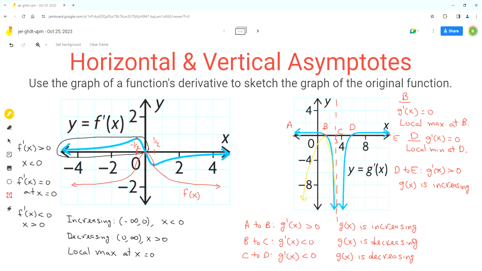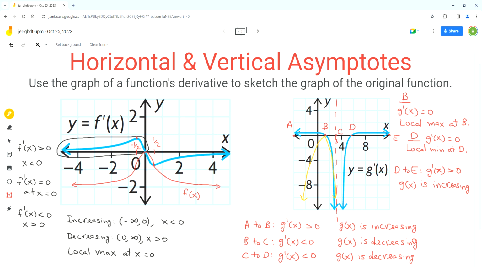Now the vertical asymptote will exist for g at x as well, because this is a graph of a rational function. So therefore the vertical asymptote will exist for g at x as well, because that's the point where the derivative is undefined. So prime of g at x is undefined.